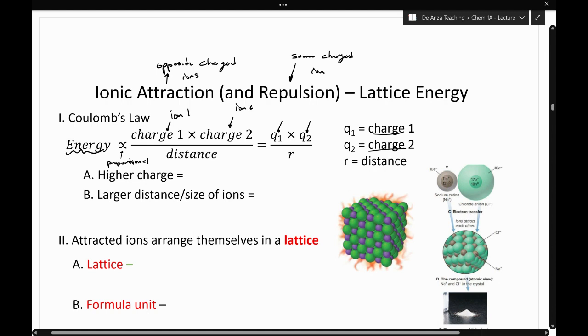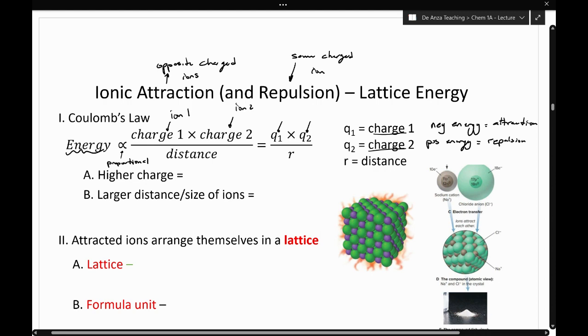And when you have two oppositely charged ions, so a positive and a negative, you get a negative value for the energy, so negative energy, and that means you have an attractive force. So a negative value means attraction. And then if you have a positive energy coming from either a positive charge times a positive charge or a negative charge times a negative charge, that gives you repulsion.